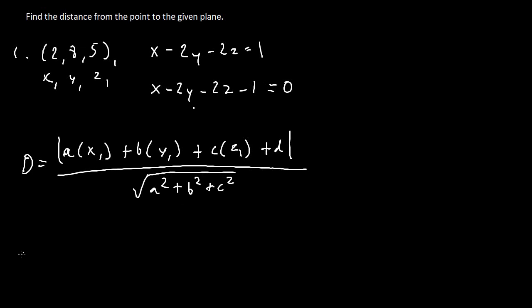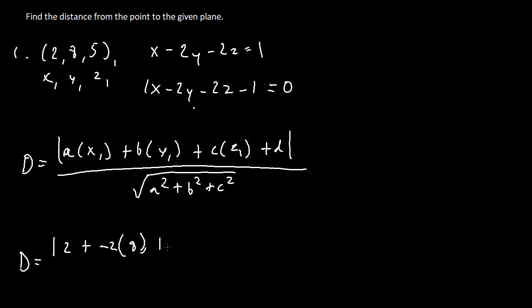So plugging in all the numbers here, the distance is going to equal the absolute value. Now a is going to be that coefficient in front of the x. So that's just going to be 1 times x1, which is the x coordinate of the point. So that's 2. Then we have plus b. b is going to be the coefficient in front of the y. So that's negative 2 times y1, which is 8.